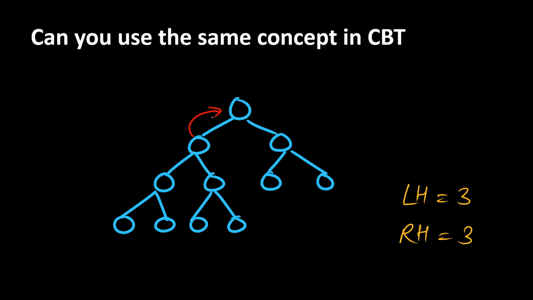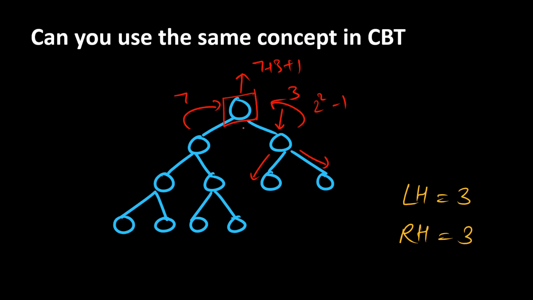So I will return 7 here, 2 to the power 3 minus 1. Now I will go to the right child and I will count left height and right height. Since it is equal, I will return 2 to the power 2 minus 1, that is 3. So from here I got 7, from here I will get 3. So this will return 7 plus 3 plus 1 because it will count itself also. So total number of nodes will be 11.